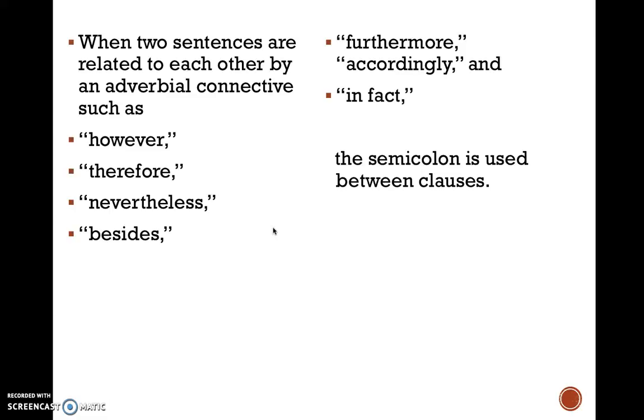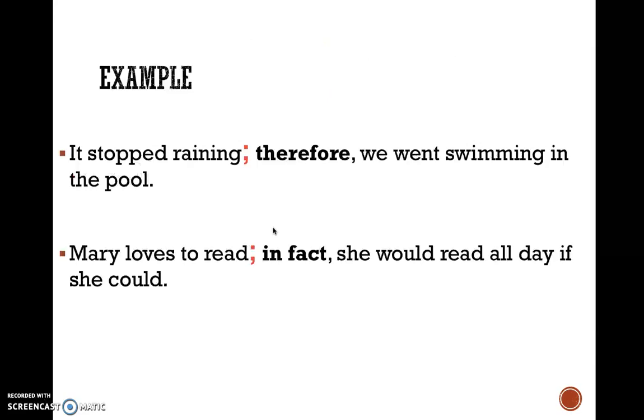There's another way to use the semicolon, which is when you have two sentences that are related to each other by an adverbial connective, and these are adverbial connectives: so, however, therefore, nevertheless, besides, furthermore, accordingly, and in fact. Okay, so we use the semicolon between those clauses. So here's an example of that. It stopped raining; therefore, we went swimming in the pool. Mary loves to read; in fact, she would read all day if she could. Notice that when the adverbial connective begins the next independent clause that follows the semicolon, we put a comma after that word. You may be assessed over that, likely will be on the ACT.